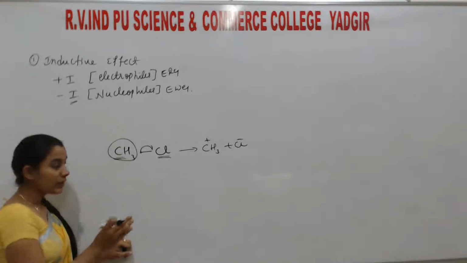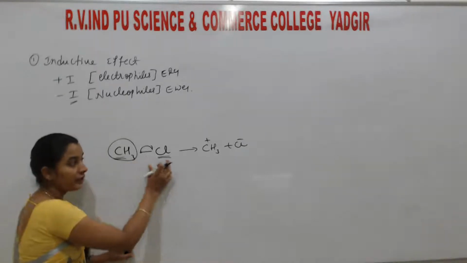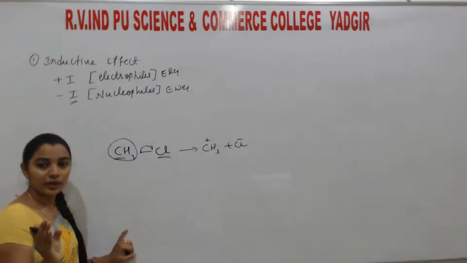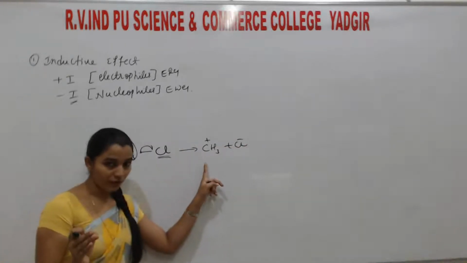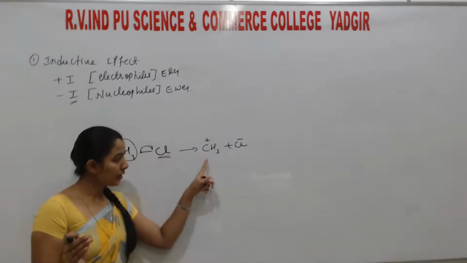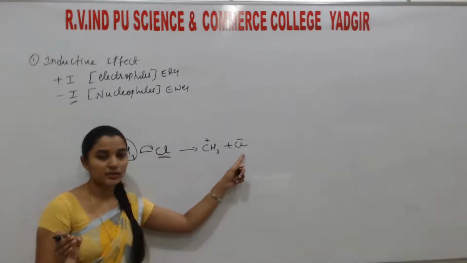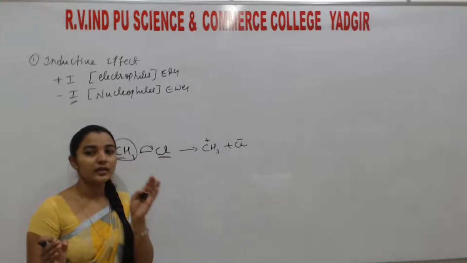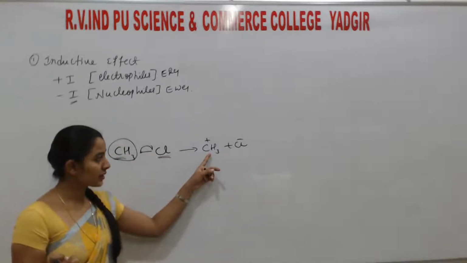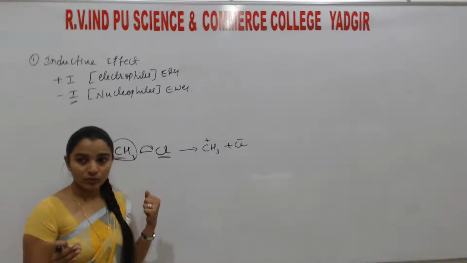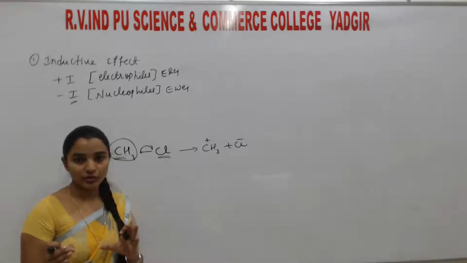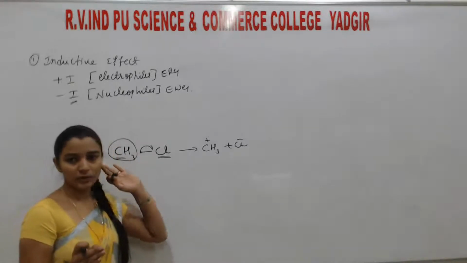If any reagent attached to this R group dissociates as minus, then it is the minus I effect. It means the inductive effect is caused by the presence of this negative species. That's why it is the minus I effect. Understand? Listen. Withdraw means what? Remove. Removal of what? Electron. Electron is in which charge? Negative charge. So that's why it is the negative inductive effect.